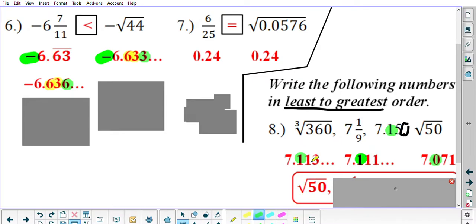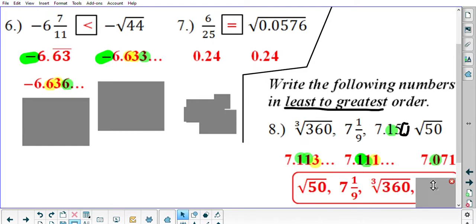You'll notice the next ones had 1s in the hundredths. So I need to go to the thousandths to see who's bigger. 3 thousandths is bigger than 1 thousandths. Therefore, 7.113 is the second smallest number. So that should be second. 7.113, which was the cube root of 360, is the third number, going least to greatest order.